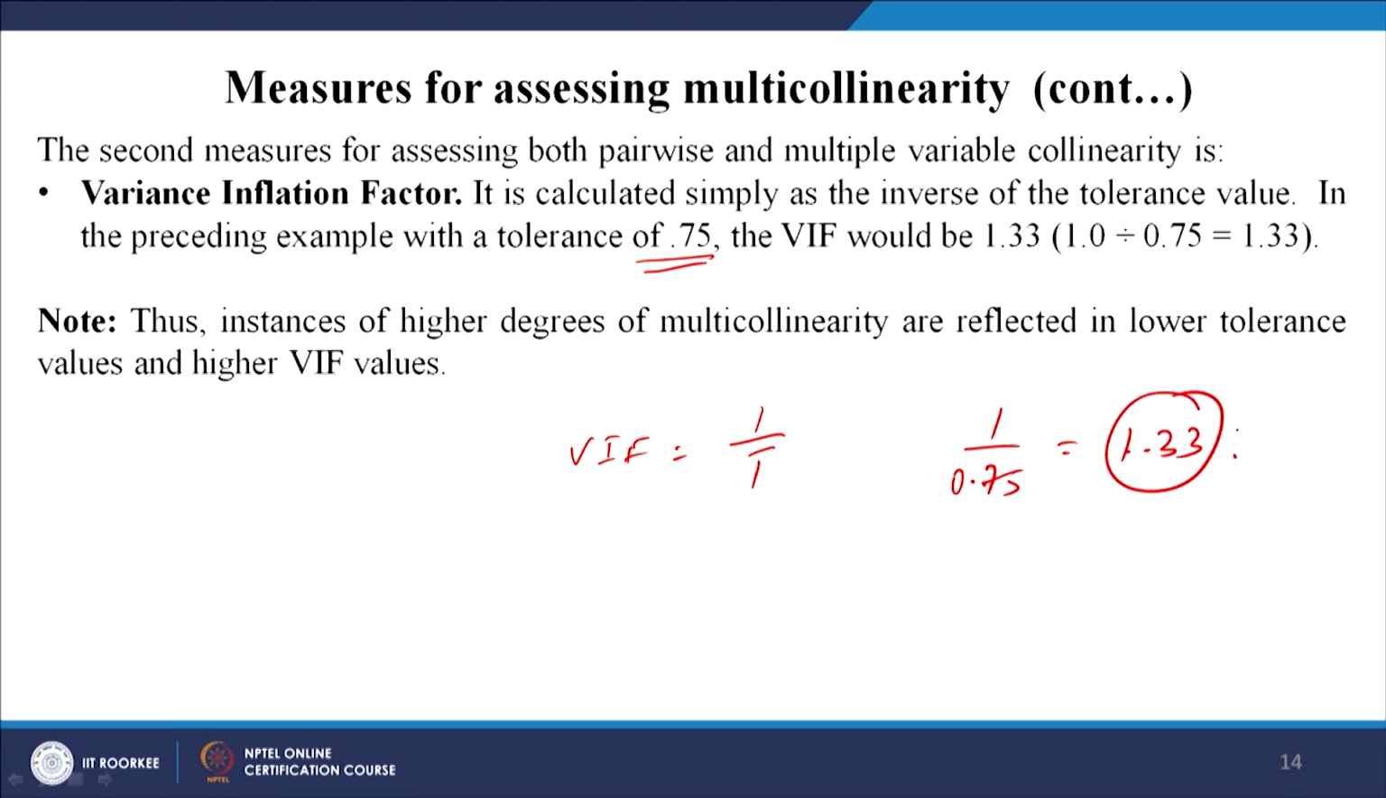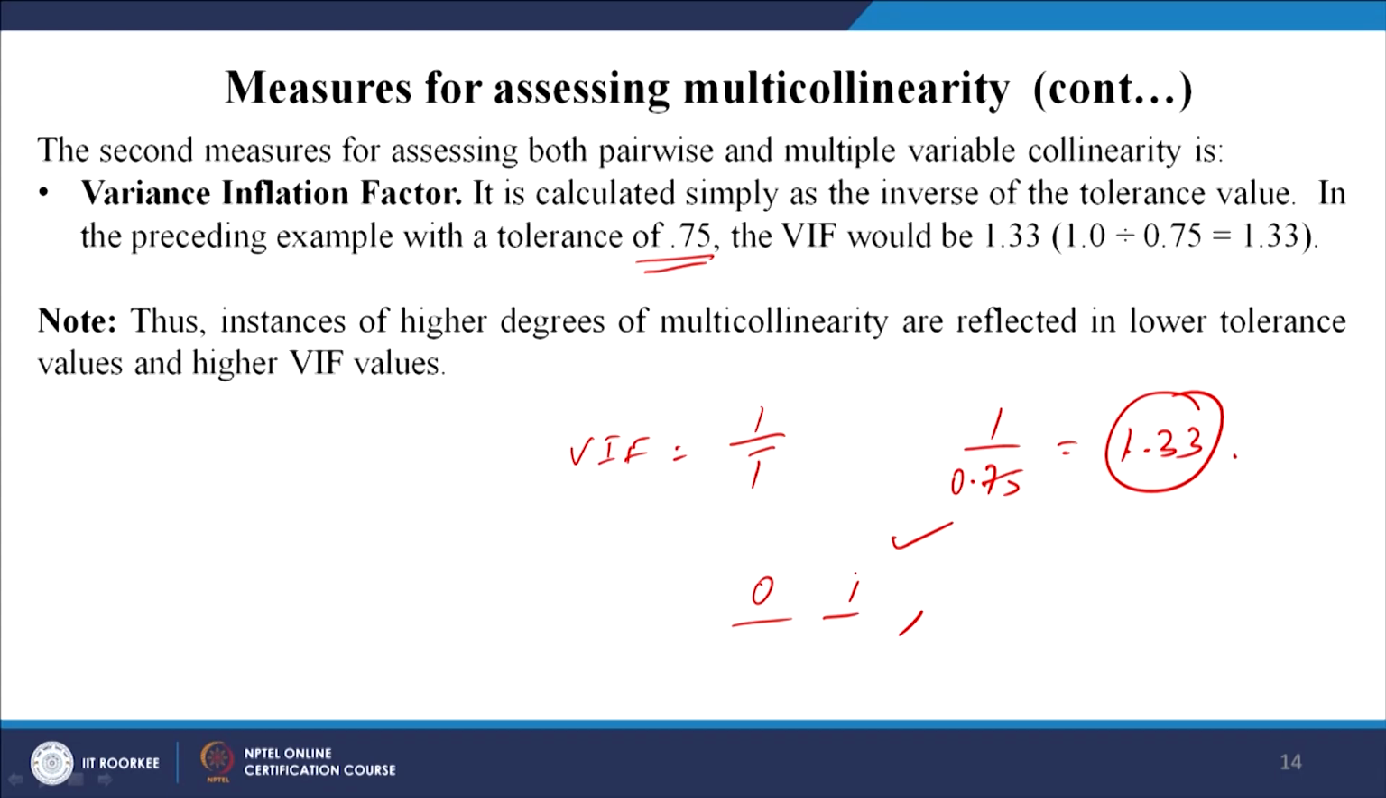So, remember a high tolerance value lies between 0 and 1. So, the closer the tolerance is to 1, the lower the multicollinearity problem, right. Similarly, the higher the tolerance value, the closer to 1, the lower the multicollinearity. Similarly, the lower the VIF, right. That means, suppose my VIF can go to any number, but suppose we say between 0 to 10. So, the cutoff value is said to be 10 actually.